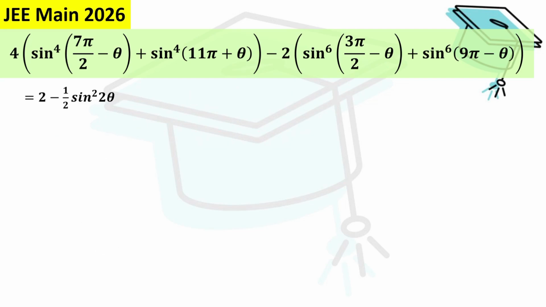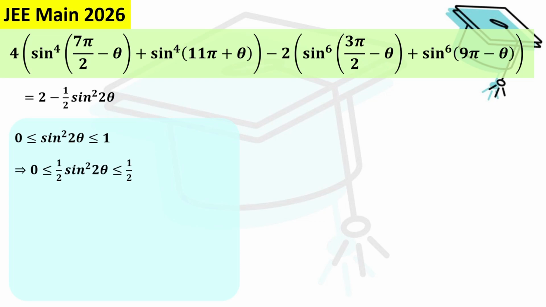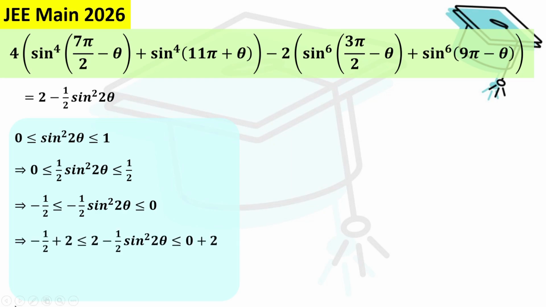So this entire function has reduced to this. Now it's very easy to find out the range. We know sine square 2 theta lies between 0 and 1. Now multiplying every side by half, we get this. And multiplying by a minus sign, the inequality sign changes. So we get this. Then adding 2 on all sides, we have this. Now this function is my f theta. So f theta lies between 3 by 2 and 2.